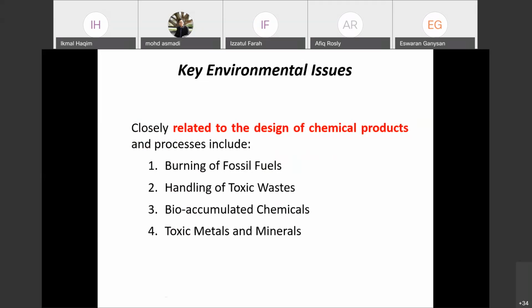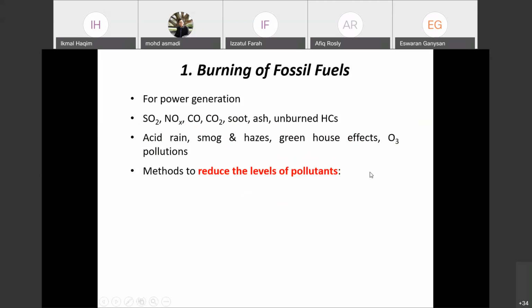For number one, burning fossil fuels. If you look at here, generally for power generation, if you remember previously we discussed that the dominant source of power worldwide is generally from fossil fuel. When we do combustion, the products are the primary source leading to several pollutants, such as SO2, NOx, CO2, soot, ash, and unburned hydrocarbons.